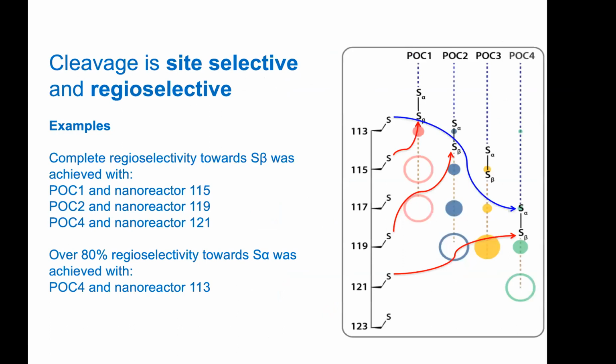And to get a long story short, this was achieved in the lab, and you could make both site-selective and regioselective cleavages. I won't go through all the details, but if we take one of our constructs with a cysteine at residue 121, it will cleave completely regioselectively at this sulfur atom. But if we take the same construct and put our cysteine at position 113, it will attack this top sulfur atom rather than the bottom one.